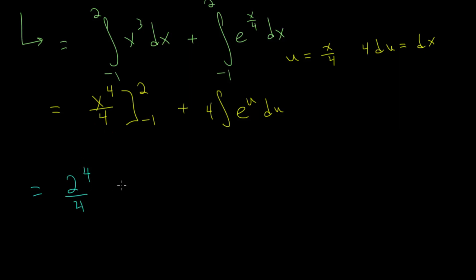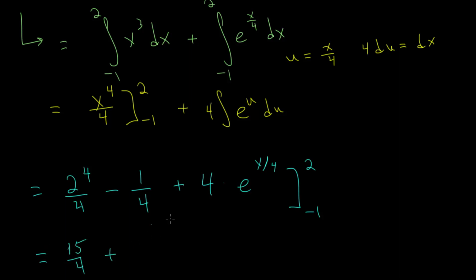We get 2 to the 4th over 4, then we subtract this evaluated at the lower bound. We get -1 to the 4th, which is just 1, and all of that divided by 4. And now we compute this integral. We find its antiderivative, which is just equal to the function. We get e to the u, but u is x over 4. And of course, this constant just carries along. And then we evaluate this at the original bounds between -1 and 2, since we put everything back in terms of x. Now on the left here, we have 16 over 4 minus 1 over 4, which simplifies to 15 over 4.